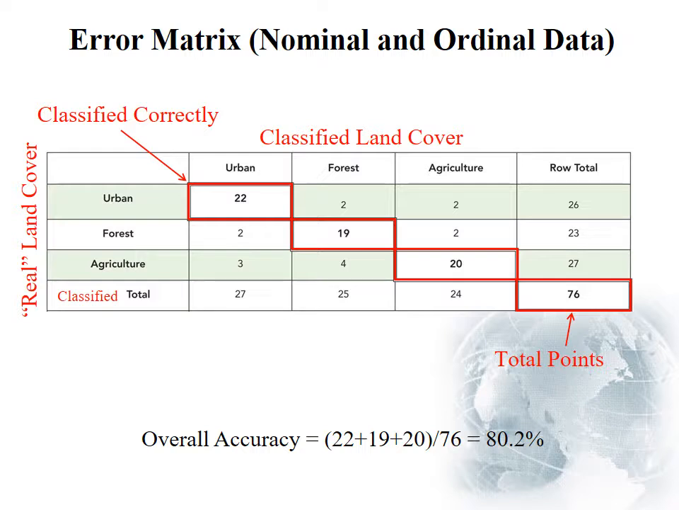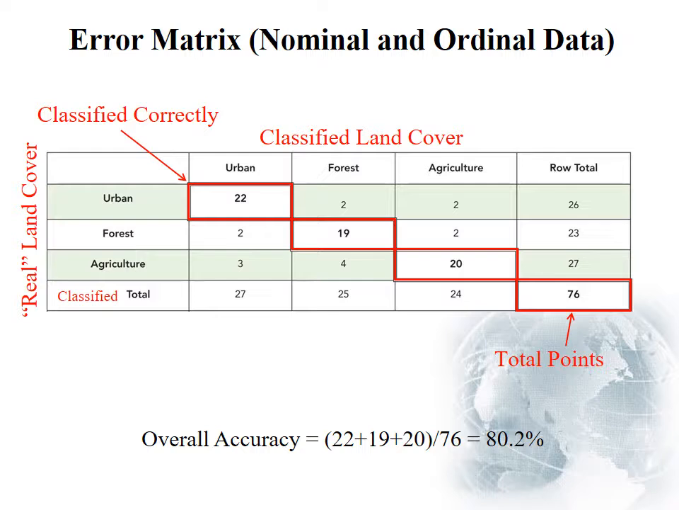Okay. So over on the far right, we have row totals of how many of those locations there were. And across the bottom, what we're looking at is totals for each column. So how many of our locations were classified as urban? 27. How many were classified as forest? 25. How many were classified as agriculture? 24. Okay. So we use those row totals and column totals in the next 2 slides.